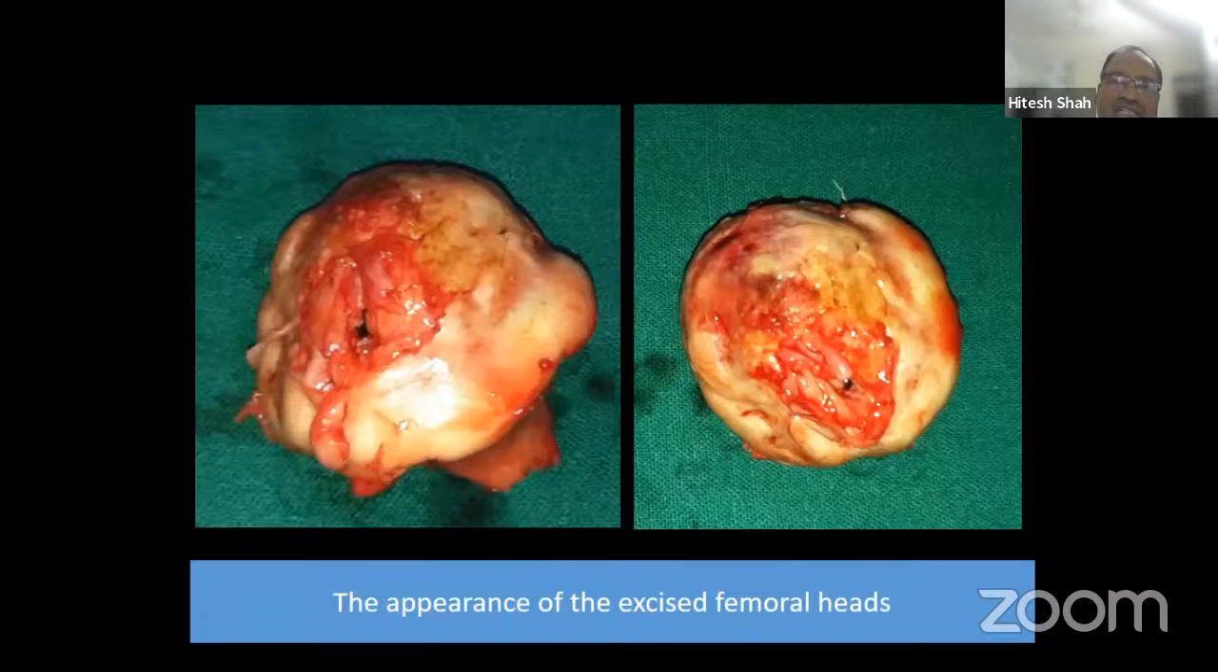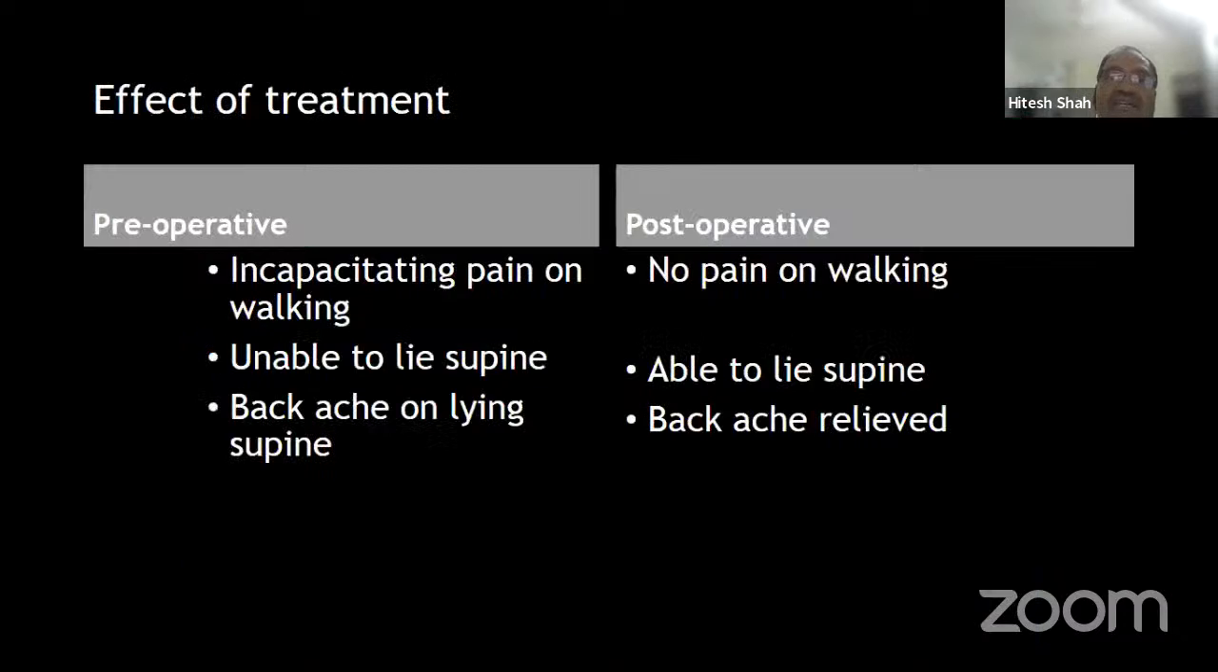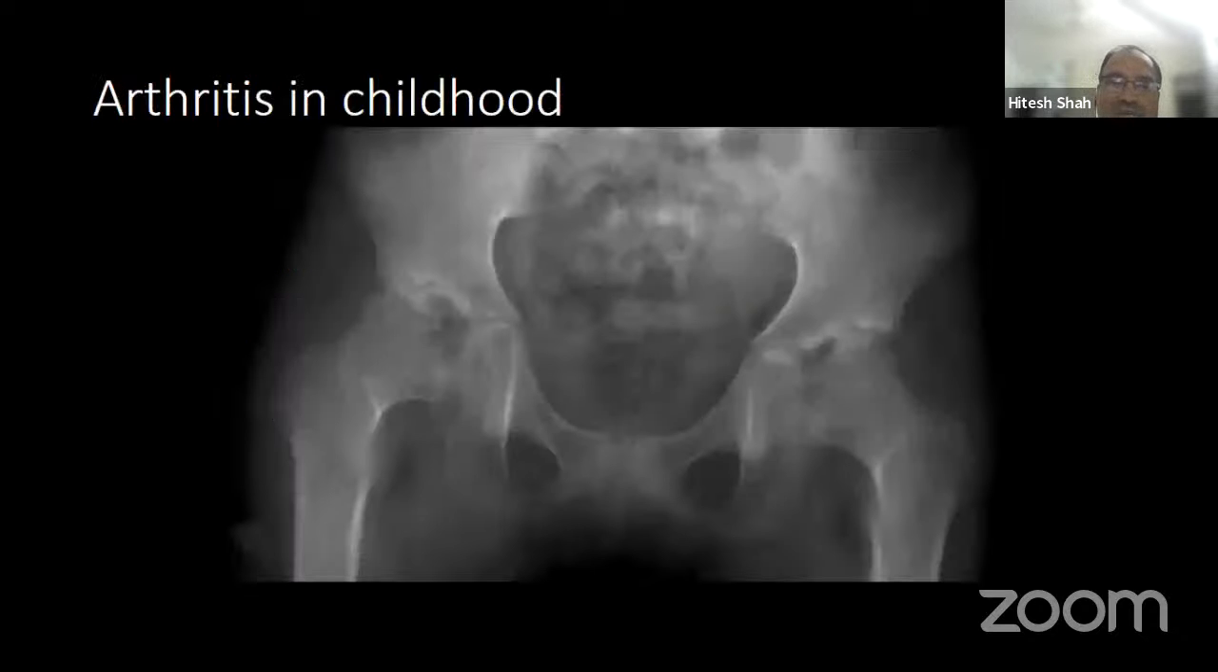If you look at the joint, it is deformed and the articular surface is eroded all over the place, and the child was able to regain the hip joints. So the incapability from pain is gone, and the child started walking. The child was not having pain, was able to lie down supine, and the backache also got relieved.